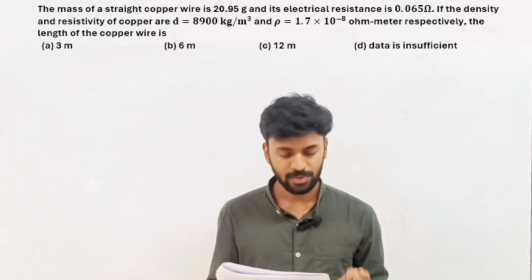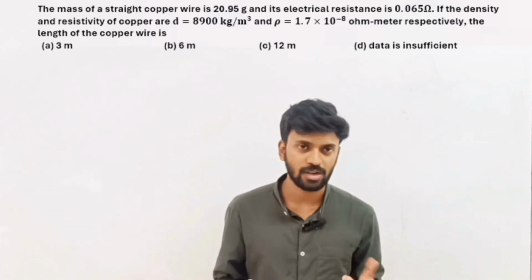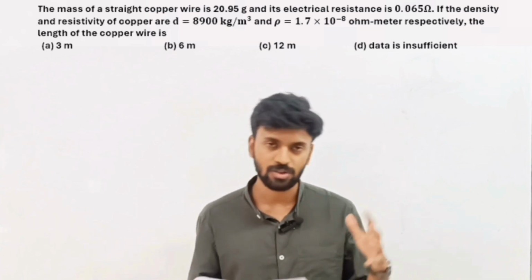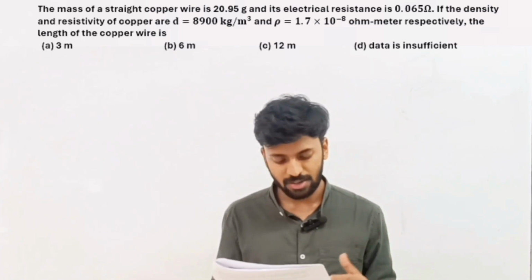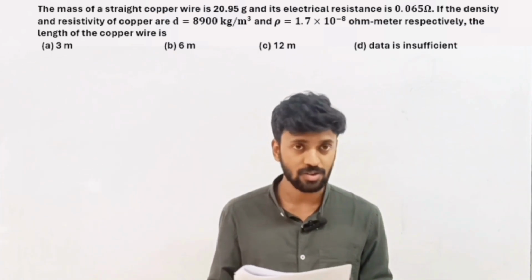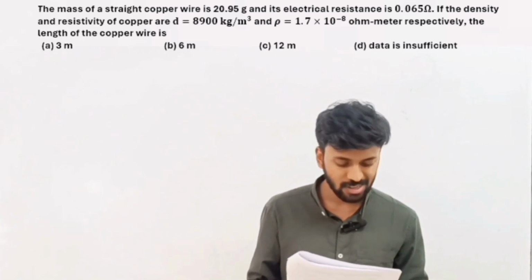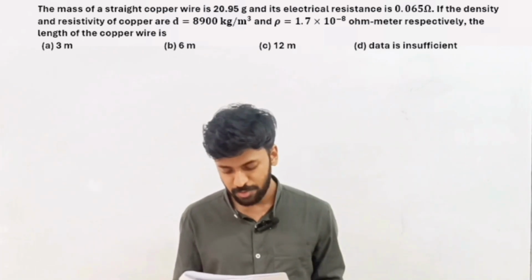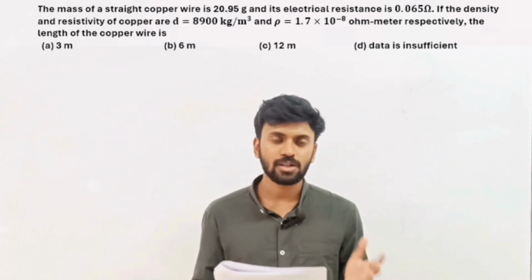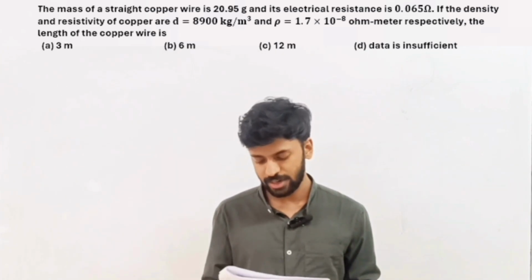So we have to find out, there is a copper wire which actually has some resistivity, and mass and density is given. So we have to find out the length of the copper wire. Okay. So the options given are 3 meter, 6 meter, 12 meter, and the last option D is data is insufficient.